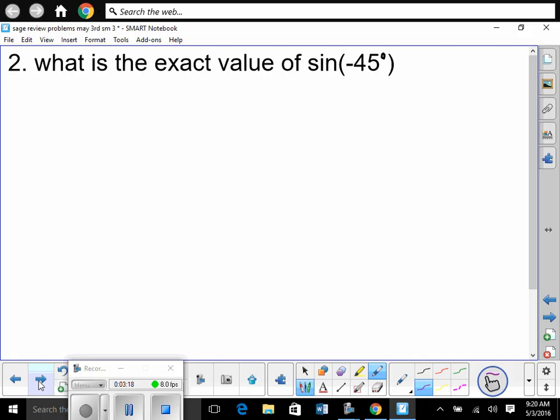Okay, it says, what is the exact value of sine of -45 degrees? Your calculator will not give it to you. Therefore, you have to have a unit circle filled out. On your stage, the first thing I'm going to do is have a blank unit circle there for you. So that's not cheating because it's blank, right? Then you can fill out your unit circle. That's the first thing you should do when you sit down and take your stage. Does everybody understand what I'm saying?